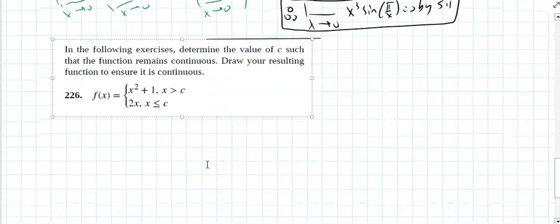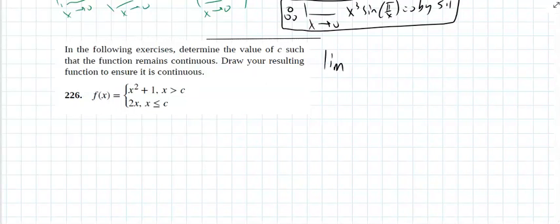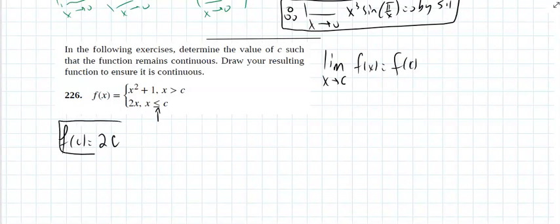Determine the value of c such that the function remains continuous. Okay, well, let's see. What does continuous mean? Continuous means that the limit as x approaches c of f of x equals f of c. Well, first things first, does f of c exist? Do you see the equals in the bottom? So if you plug c in, you get 2 times c. It does exist. Secondly, does the limit as x approaches c of f of x exist?